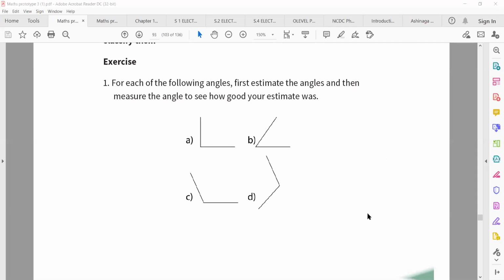Can I hear from our D4? Patsy? Yeah, I got 115. How did you arrive at that angle? I used a protractor. So you estimated it to be 115? No, at first I estimated it to be 100. But then I measured it to be 115. Okay.